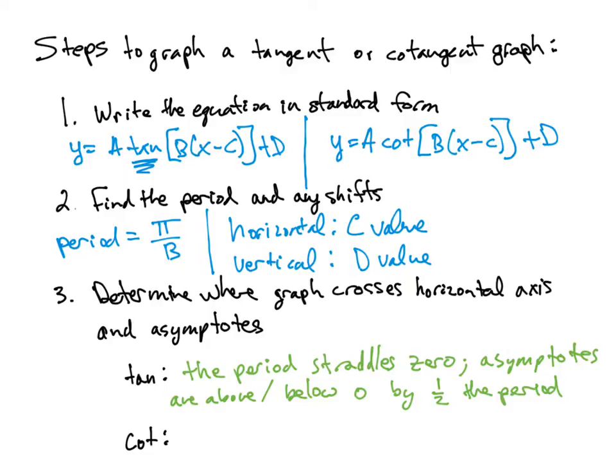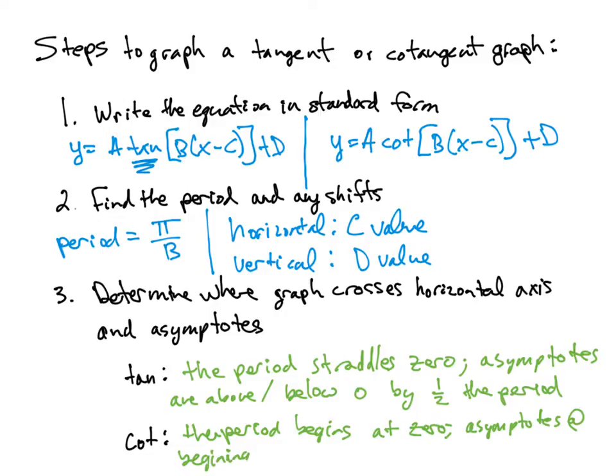For cotangent, the period begins at 0, and there's an asymptote at the beginning of the period and at the end of the period. So asymptotes at the beginning and end of the period. And again, a little abstract, we'll see once we get to a couple examples.